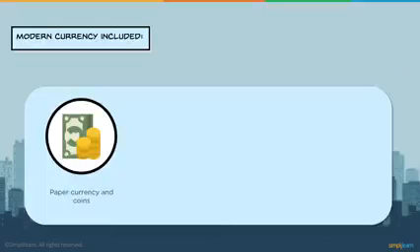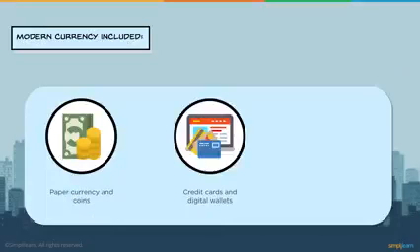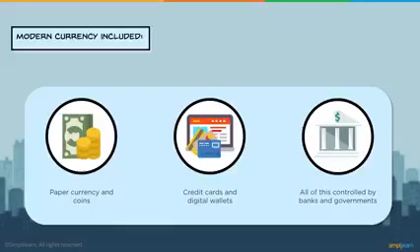Modern currency included paper currency and coins, credit cards, and digital wallets. For example, you have Apple Pay, Amazon Pay, Paytm, PayPal, and so on. All of this was controlled by banks and governments. This means that there was a centralized regulatory authority that limited how paper currency and credit cards worked.